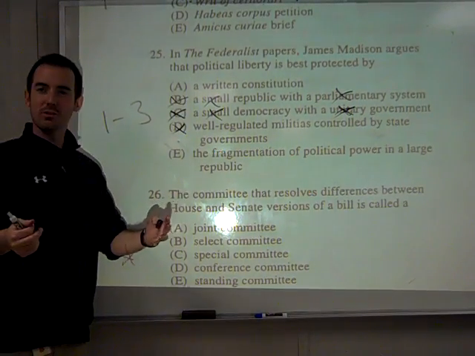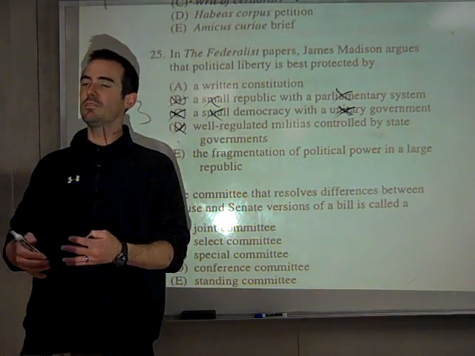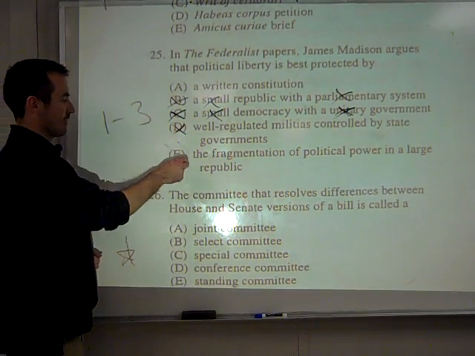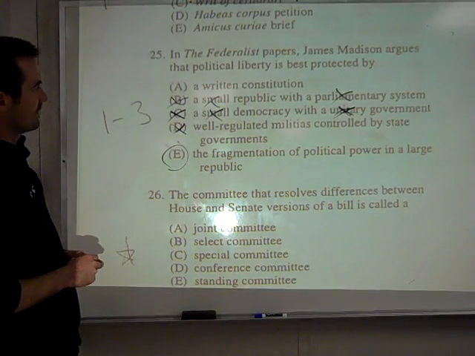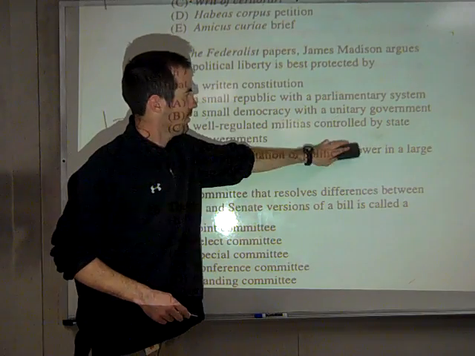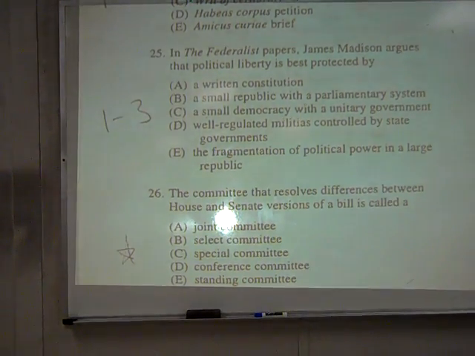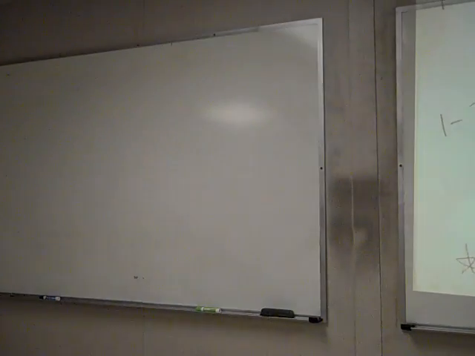Fragmentation of political power in a large republic. Having lots of groups competing for power in a large republic sounds very Madisonian and very much like the right answer. That does remind me, though, what's the difference between a unitary government and a federalist government? All right, so let me draw you a quick sketch.